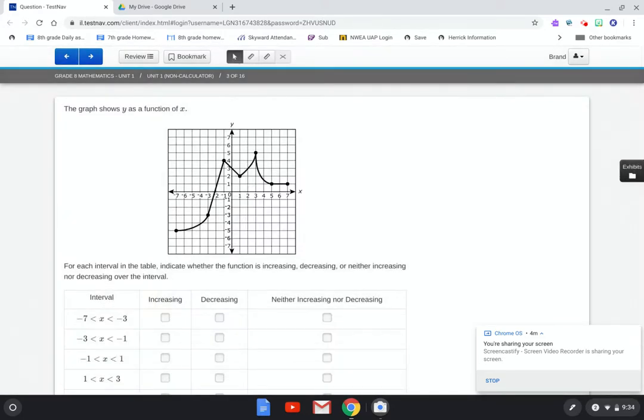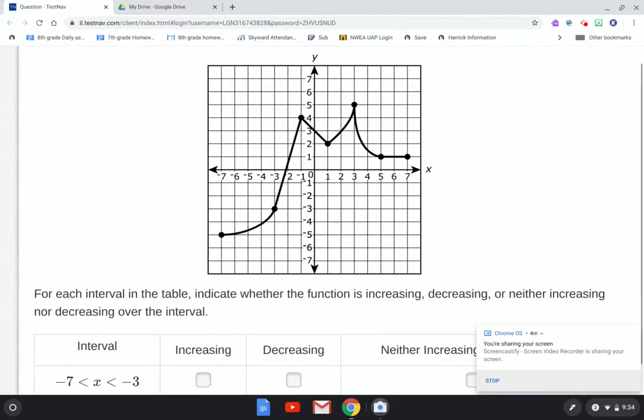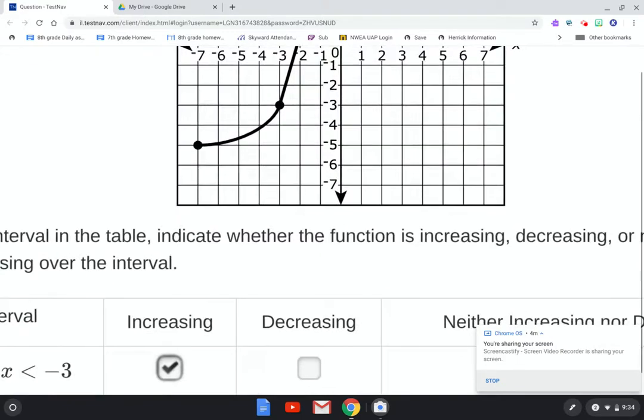So for this one, I'm just going to zoom in. From negative 7 to negative 3, it's going up. So it's increasing. They're just wondering about the x values they're giving you. If you look at x as negative 7 to negative 3, your y values are going up. They start at negative 5 and they get to negative 3.